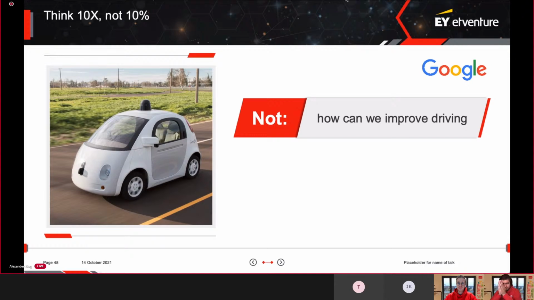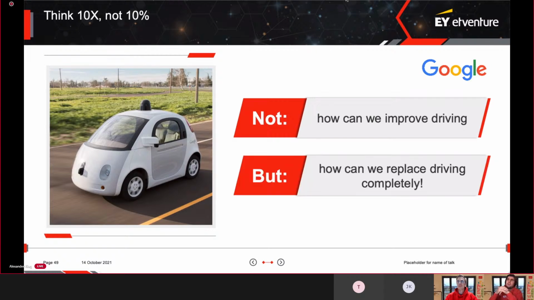And I even want to give you a hint: think 10x and not 10%. For example, here in this case, we took Google: not how can we improve driving, better would be how can we replace driving completely. So you see, this is another trick to bring you into a different ideation part. So maybe think beyond, not the 10%, the next best feature, the next best thing, but think about, okay, when we think more gigantic, like Elon Musk, like Steve Jobs, what would he do instead of that?